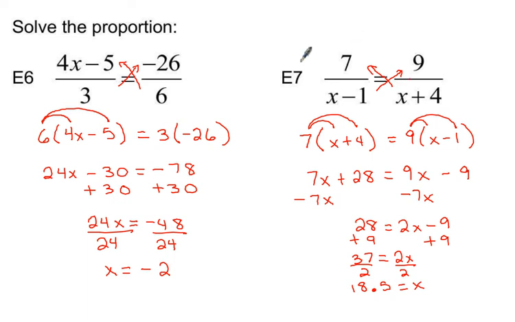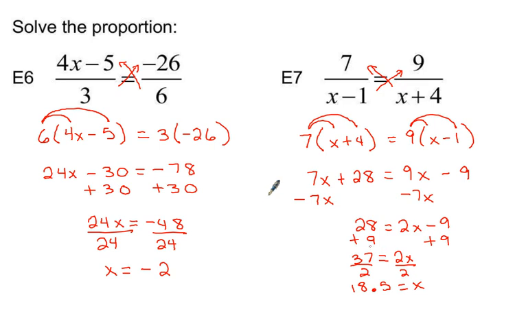So for the last problem today, you're going to cross multiply the 7 times the x plus 4 down here, and the 9 times the x minus 1 over here. So 7 times x is going to be 7x. 7 times 4 is going to be 28. 9 times x is going to be 9x. 9 times 1 is going to be 9. You need all your variables to end up on one side, minus 7x minus 7x. That's going to make it 28 equals 2x minus 9.